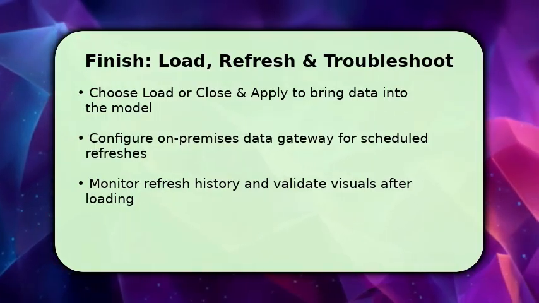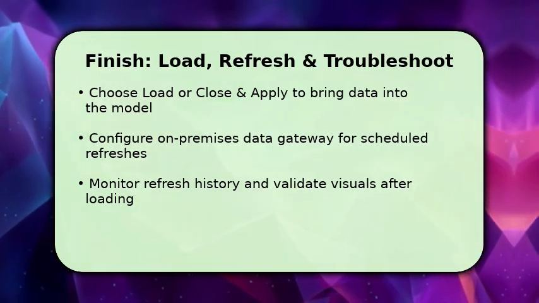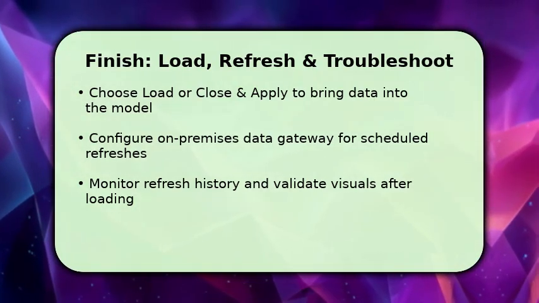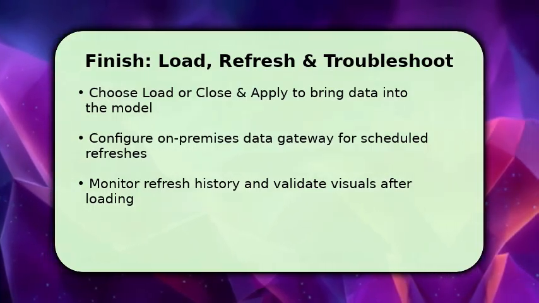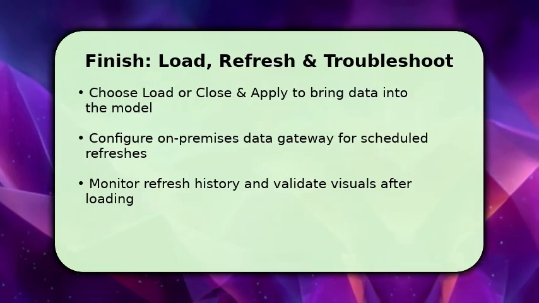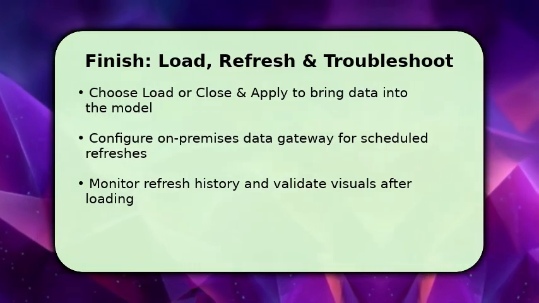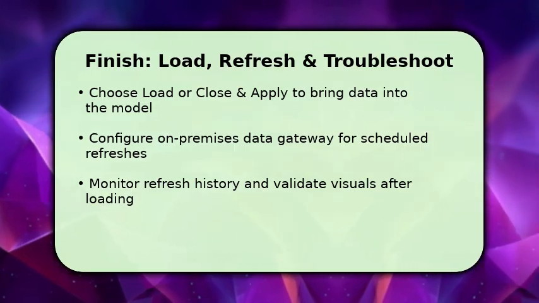Once data is in Power BI service, set up an on-premises gateway for scheduled refresh if your SQL server is internal. Configure refresh frequency and credentials, then validate visuals and relationships. If a refresh fails, a common fix is verifying gateway connectivity and credential permissions. Re-entering credentials and testing the connection.